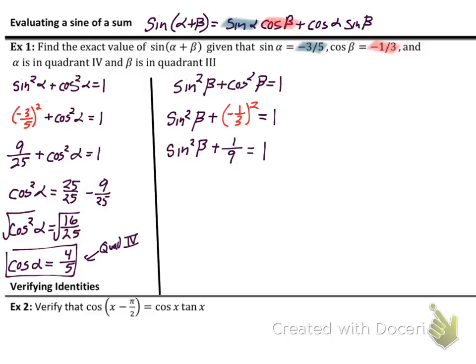Well, all basic algebra. I just moved that 1/9 to the other side, which is going to be, I'm going to change that 1 to 9/9 minus 1/9. Well, that's just going to equal 9 minus 1 is 8/9. And if I took the square root of both sides, we're going to see that sine beta equals square root of 8/3. Is there a perfect square that goes into 8?